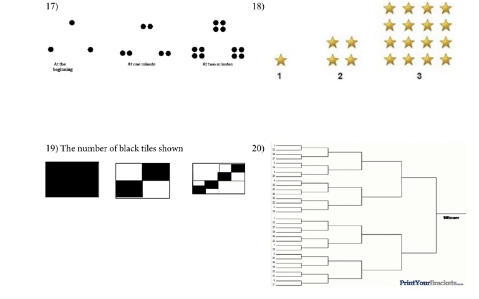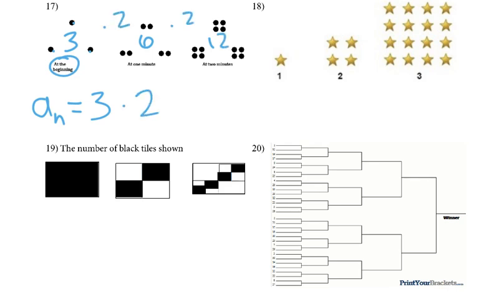Okay? So looking at 17, we start out with 3, and that's at the beginning, so I know that's my 0 term. So a sub n equals my 0 term, 3. So I start with 3, then I get 6, then I get 12, so I'm definitely not adding 3. I'm timesing by 2. Because it's repeated multiplication, now my exponent goes up top. And there's my explicit geometric equation.